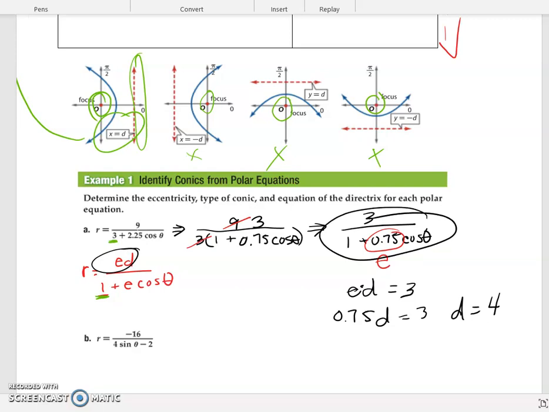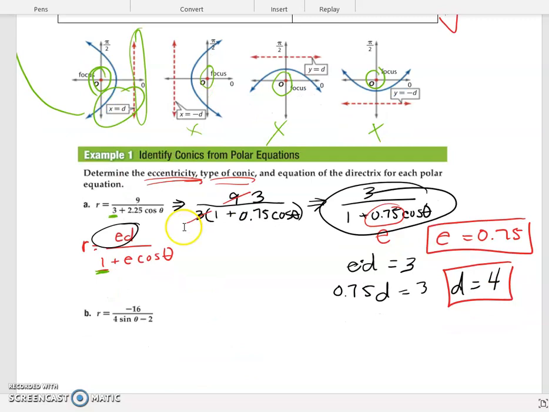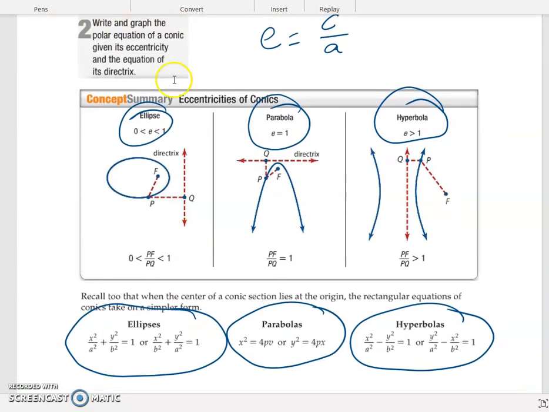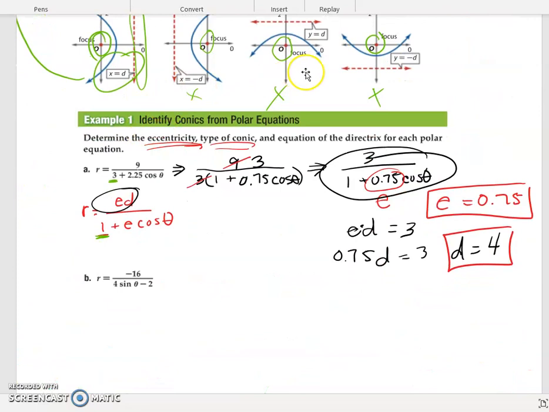But using that, we find out that our e is 0.75 and our d is 4. So it says determine the eccentricity. So we did that, 0.75. What's the type of conic? If I go back up to my note, the top of my notes here, my eccentricity is 0.75, which is then between 0 and 1, which means I would have an ellipse. So it's an ellipse.